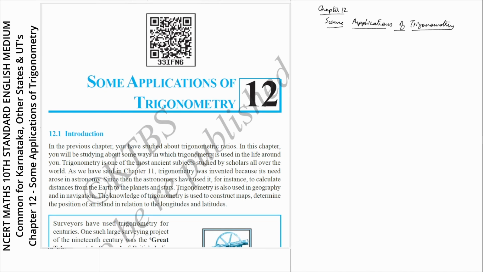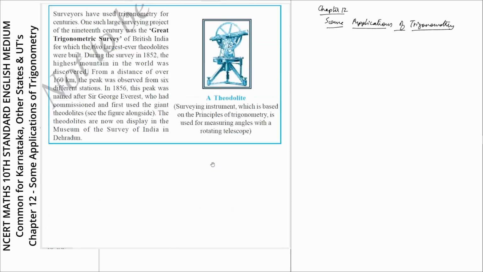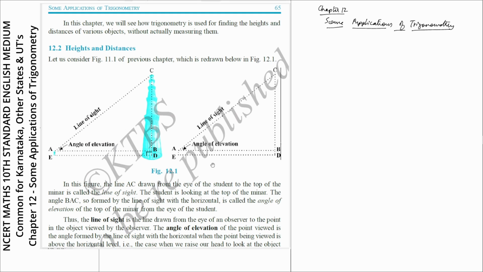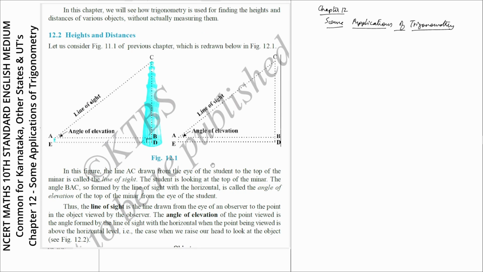The next chapter is chapter 12, some applications of trigonometry. In some states the chapter number could be different, but the syllabus will be same. All states, those who have implemented national education policy, will have same syllabus, though chapter numbers may vary. So trigonometry you have learnt. Trigonometric ratios are with respect to a right angle triangle only.